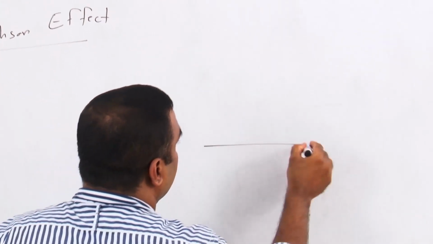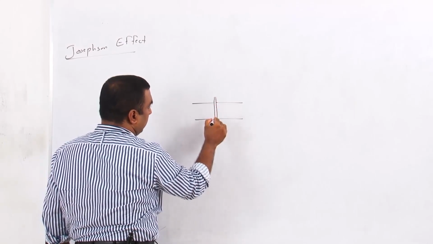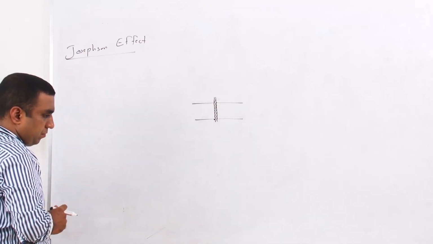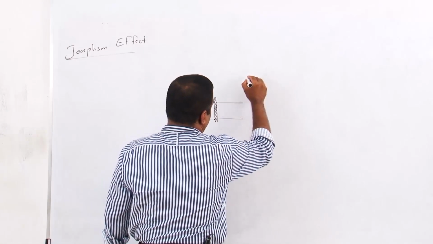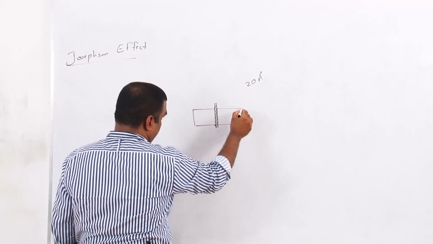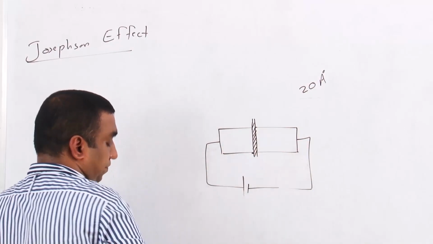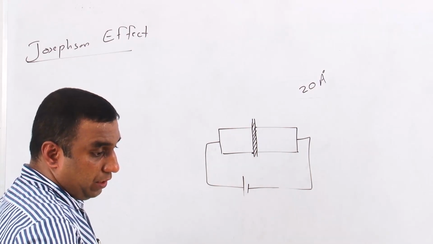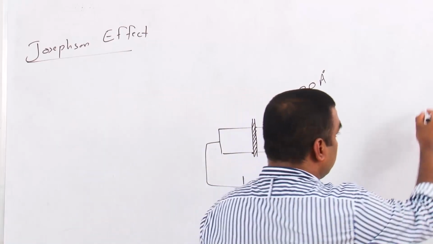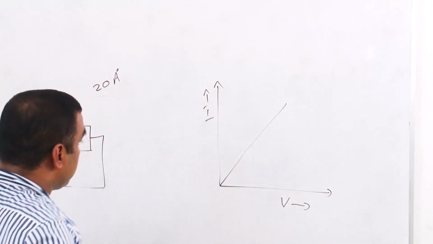So we consider two normal metals, and a small insulator is placed between the metals. The thickness of the insulator is very low, of the order of 10 angstrom or 20 angstrom. And if I apply a potential difference, electric current can pass through the junction. It's actually a quantum mechanical phenomenon, very similar to quantum mechanical tunneling. And this electric current and the voltage applied here obey Ohm's law, which means the graph is a straight line passing through the origin, and as voltage increases, the current also increases.